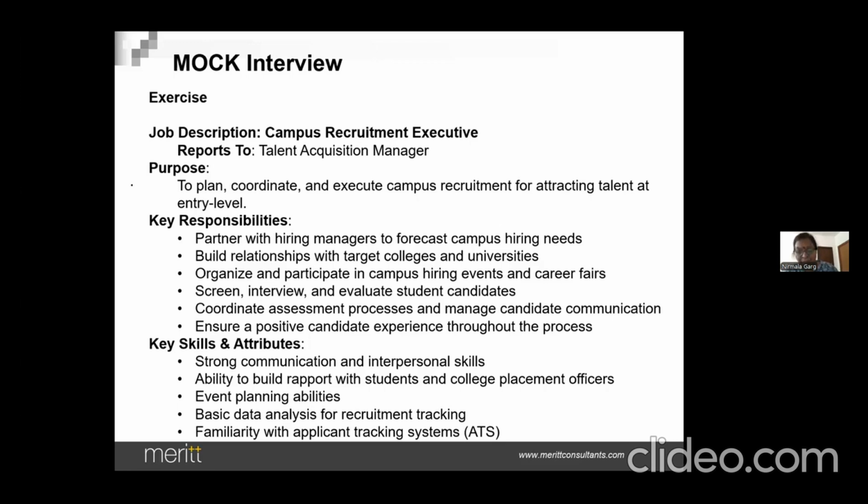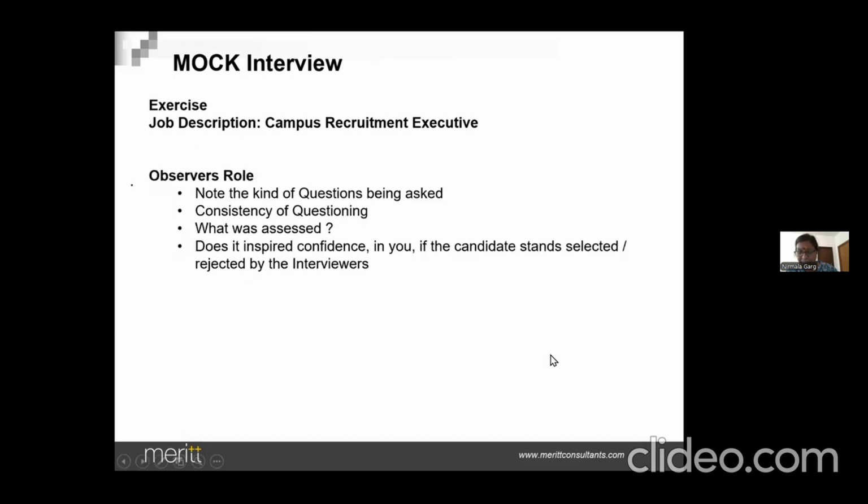Now, the observer, Paul, somebody will anyway record it. You have to just write the questions which KK is asking. You can also do a little recording because it's very important. Write down all the questions and see afterwards if there is any inconsistency, and see if, given this JD, what is being assessed.